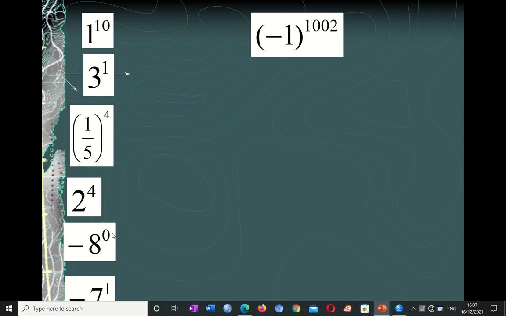So minus 8 to the power 0. What is it? 1. 1 or minus 1? 1. Who is going to tell me minus 1? Raise your hand. Okay, let me show you.